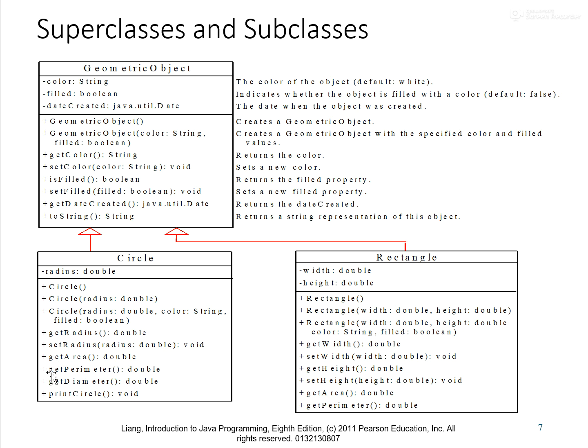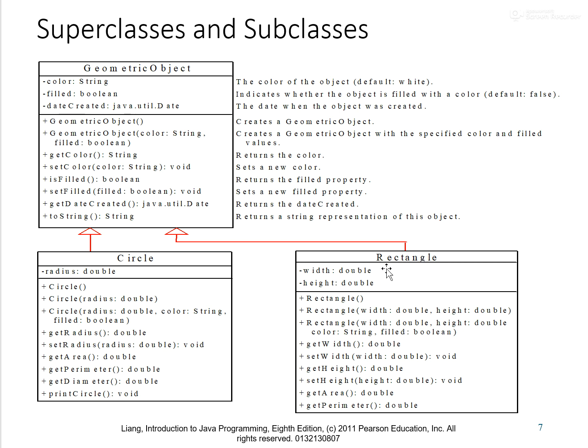A circle also has a perimeter, which is basically the length of the outside of a circle. Get perimeter, get diameter, which is really just twice the radius. And we have a print circle method, which in this case won't be doing much.